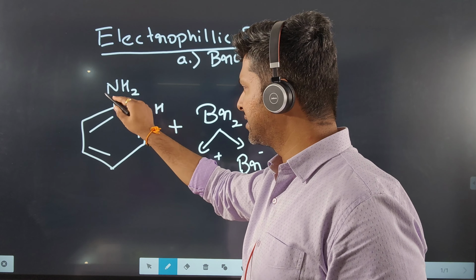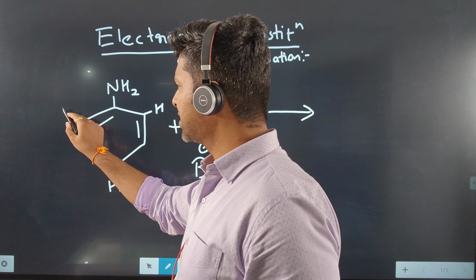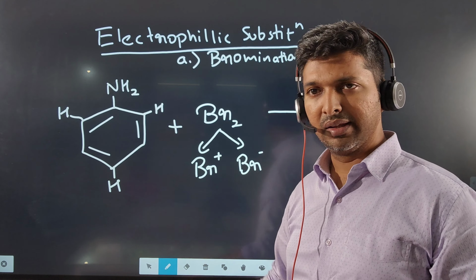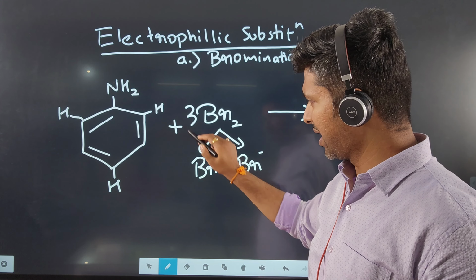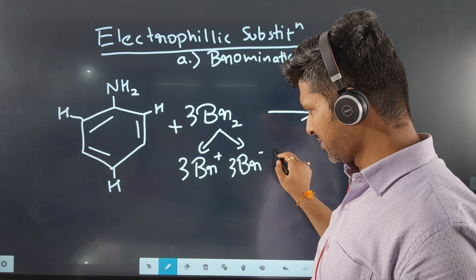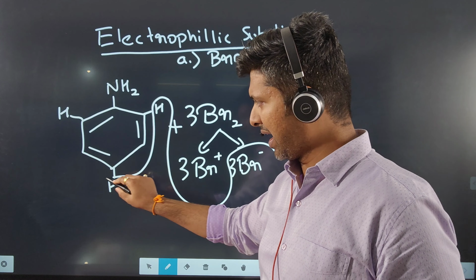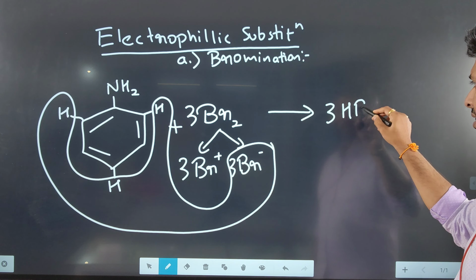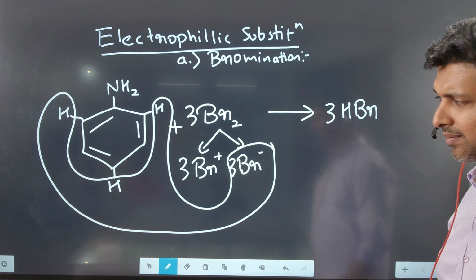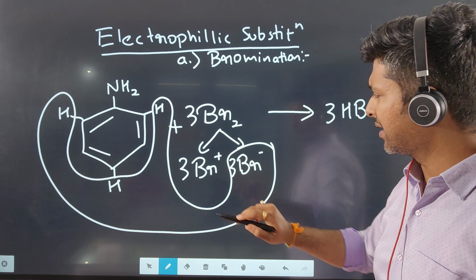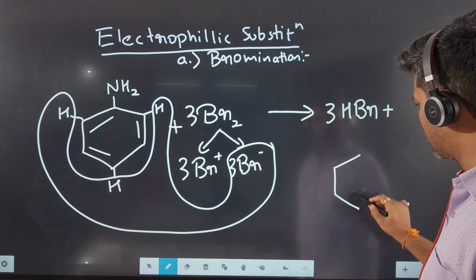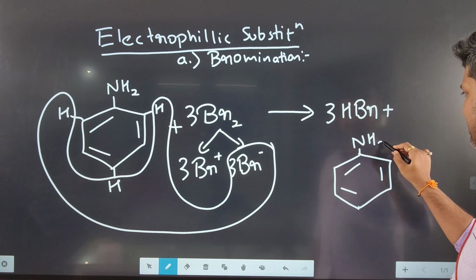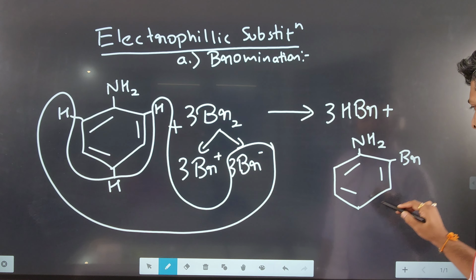Because this is an electron donating group, it activates the ortho, para and ortho positions of the aniline, due to which if you take 3Br2 you get 3Br plus and 3Br minus. These 3Br minus and 3 hydrogens combine to form 3HBr. Now the positive Br will get attached in place of the positive hydrogen. So when that happens, you get 2,4,6 tribromoaniline.